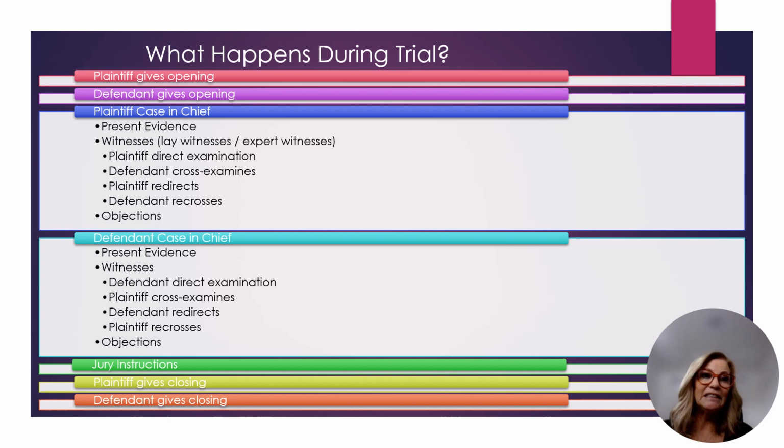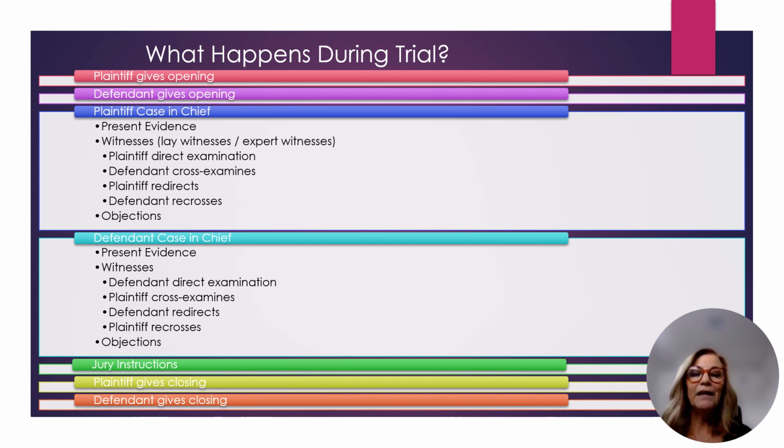They present evidence, they have witnesses, the plaintiff will direct, the defendant will cross. Sometimes the plaintiff will redirect or the defendant will recross depending on the court. Objections are made. And as soon as they present all their evidence, the defendant then can put their evidence on. In a civil case, the defendant wants to put evidence on because although the burden's on the plaintiff, they can draw inferences if the defendant doesn't refute it.